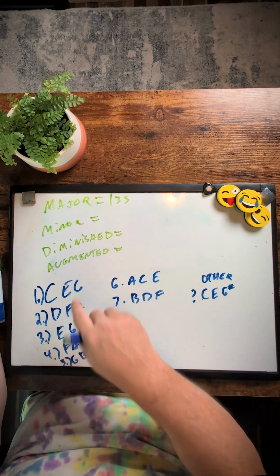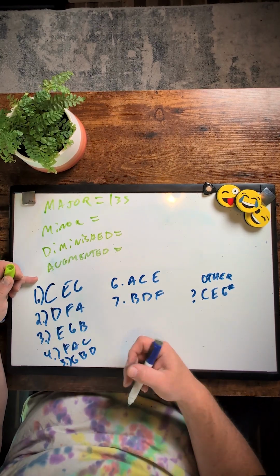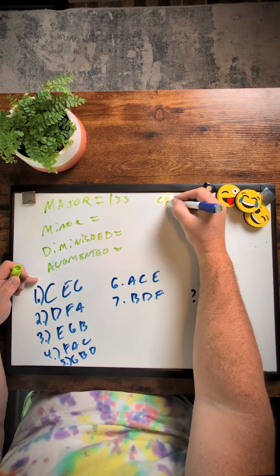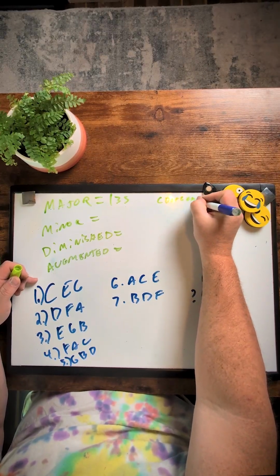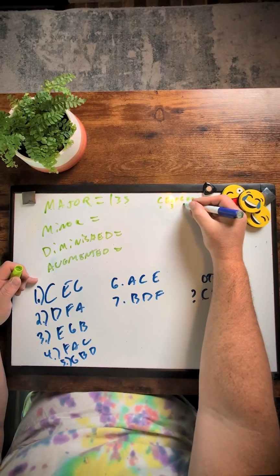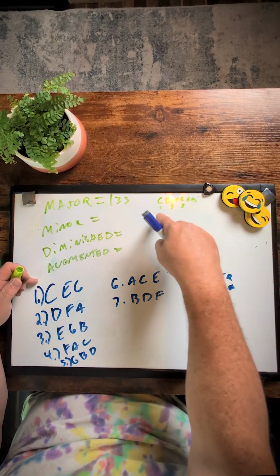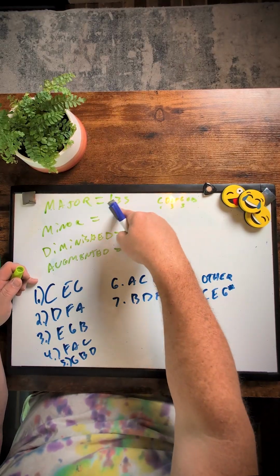So C major triad, it's C, E, and G. We would say, well, compare it to a C major scale. We just did this. A, B, C, D, E, F, G, A, B. So 1, 3, 5. C, E, G are the notes of a C major scale. So that's the C major triad because it's the 1, 3, 5.